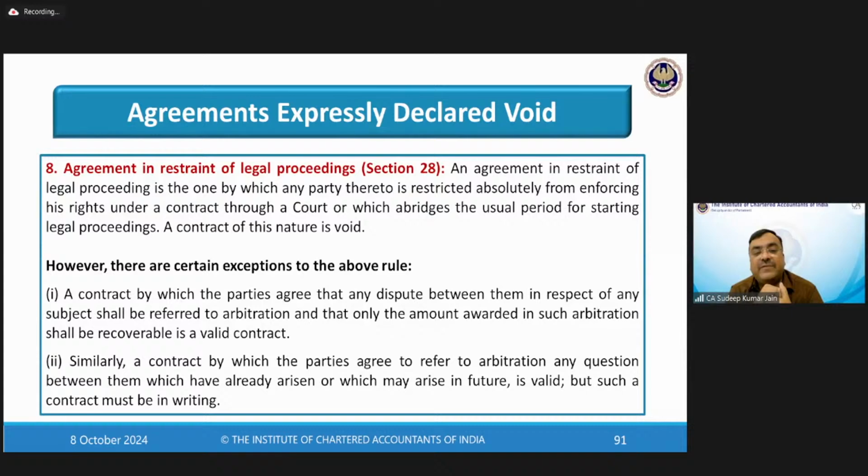Similarly, a contract by which the parties agree to refer to arbitration any question between them which has already arisen or which may arise in future is valid, but such a contract must be in writing. Listen once again. Similarly, a contract by which the parties agree to refer to arbitration any dispute which has already arisen or which may arise in future is valid, but this agreement should be in writing. एक writing होना चाहिए कि भैया dispute होगा तो हम arbitration को refer करेंगे.